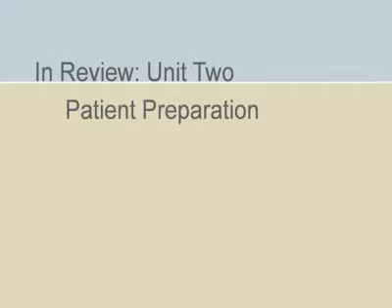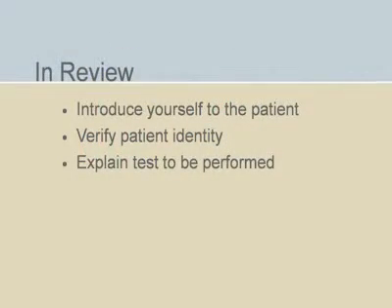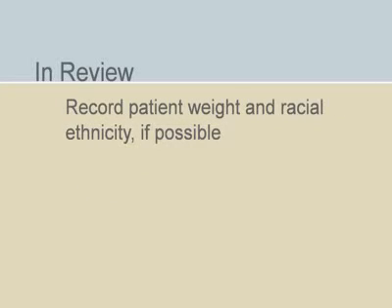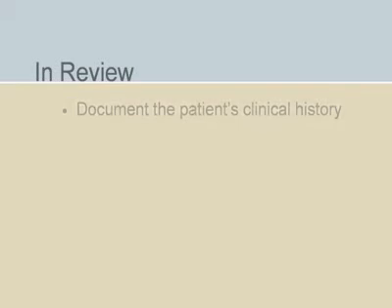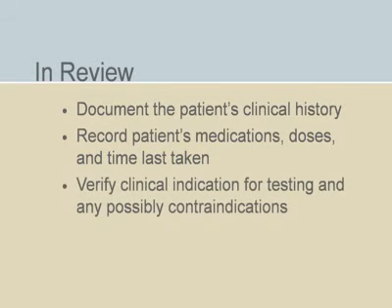Introduce yourself to the patient and others accompanying him or her. Verify patient identity. Briefly explain the test to be performed and answer any questions the patient may have. Patient height, age, and gender are required for the predicted reference value. Record the patient's weight and racial ethnicity if possible. Document the patient's clinical history. Record the patient's medications, doses, and time last taken. Verify clinical indication for testing and any possible contraindications.